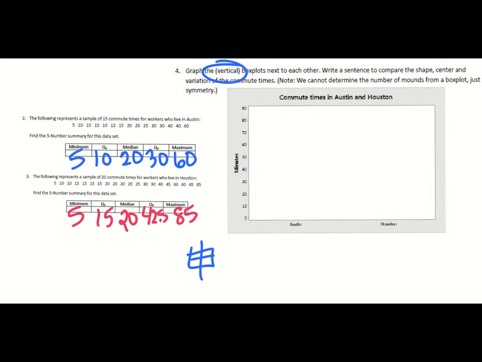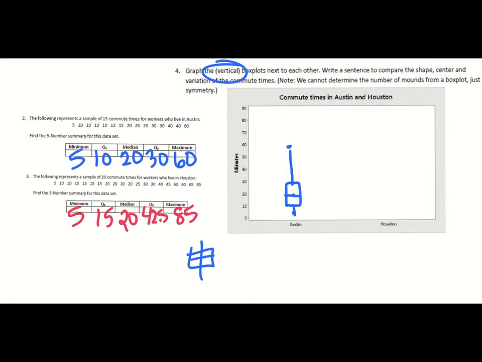For Austin, I need to make a dot at about 5, 10, 20, 30, and 60. And then I need to make a box around the middle 3, make a line, and here's my whiskers. So that's for Austin.